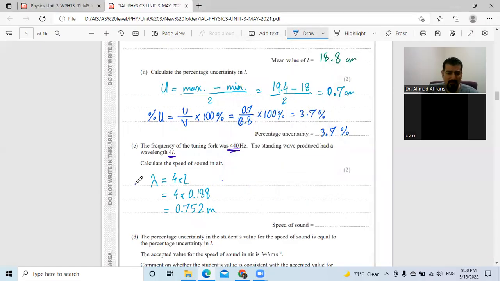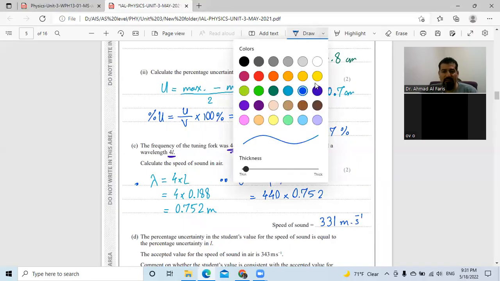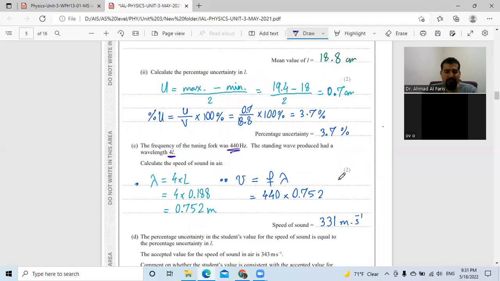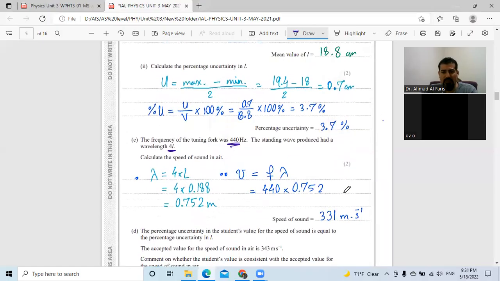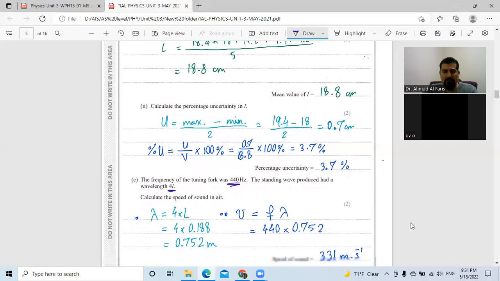Second step, we need to know how much the speed is. Speed equals frequency times wavelength. So it's 440 multiplied by the wavelength, which is 0.752. And the speed of sound in air is approximately 331 meters per second. Good. Take screenshots of the answers here.